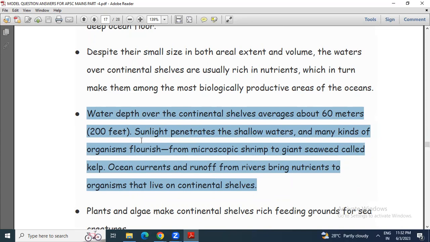So sunlight can penetrate this region, and as the sunlight penetrates this shallow water, so many kinds of organisms flourish, because only when they get sunlight do organisms grow, flourish, and new ones are born, right? From microscopic shrimp to giant seaweed, which we call kelp. Again, we have ocean currents and runoff from different rivers, which meet in the sea, and they bring nutrients to these organisms which are living on the continental shelf.